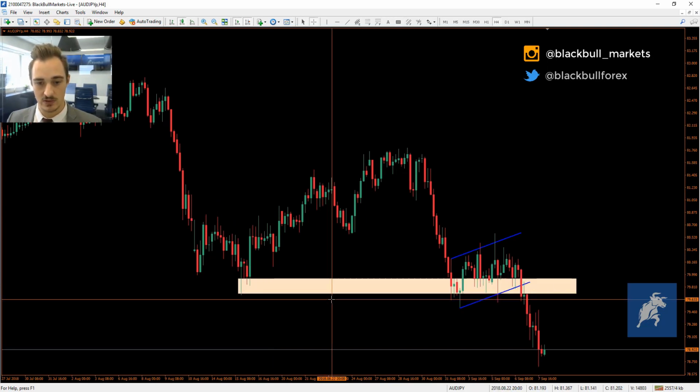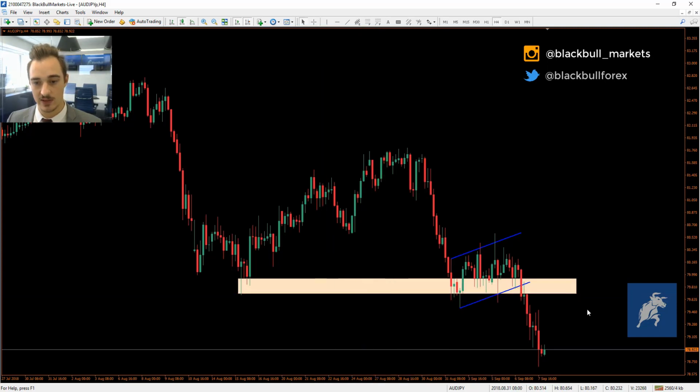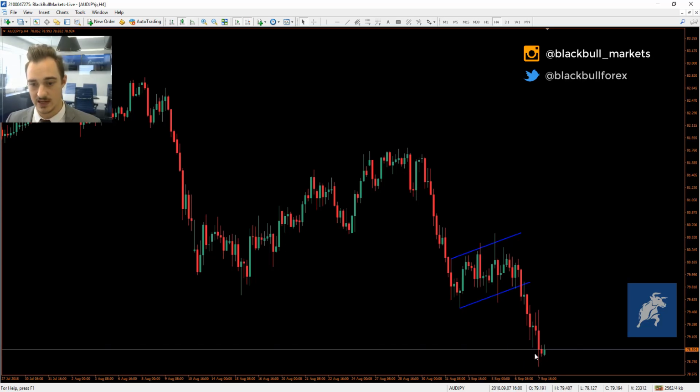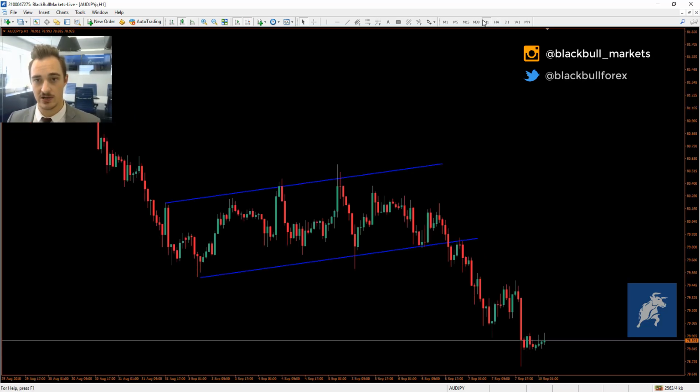This was a bit of a messy double bottom over here, but you can see the channel did offer us a good indication of a possible nice down move, which we had. We had the break of a channel on the hourly bar chart, and you can see a bit of a retrace here and it continued on to the downside.